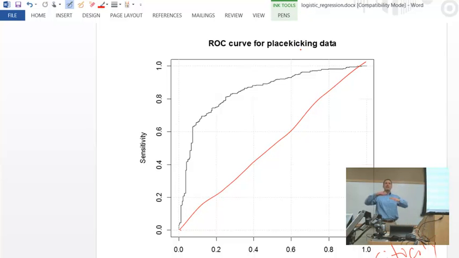You can see, obviously, the ROC curve is above that. So this is saying that there is some benefit, at least some benefit, to using this logistic regression model for prediction, for classifying success or failure.